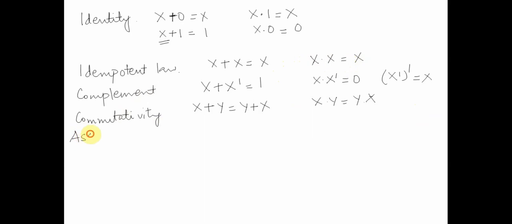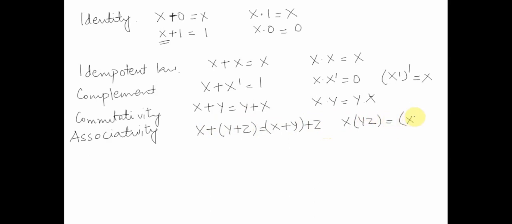Then we have the associativity law, which says that x plus (y plus z) is the same as (x plus y) plus z. Here also, if we have three operands, the order of addition does not matter. The same is true with multiplication: x times (y times z) is the same as (x times y) times z.